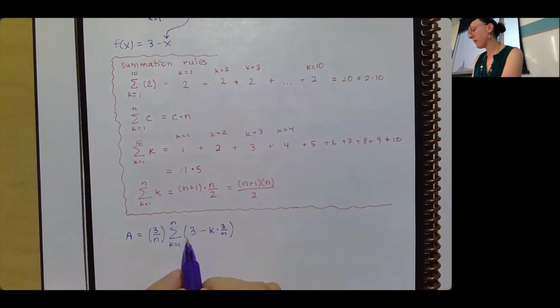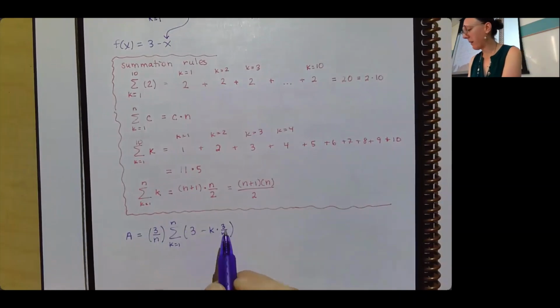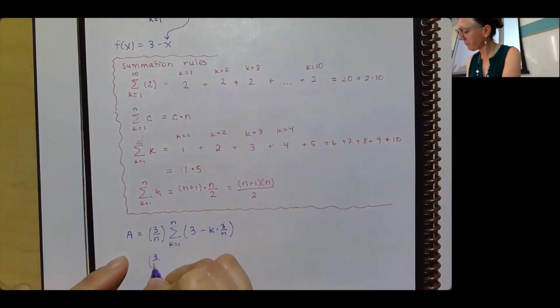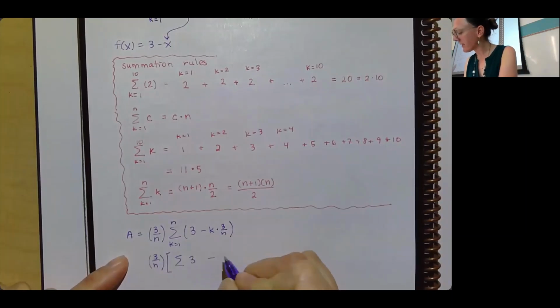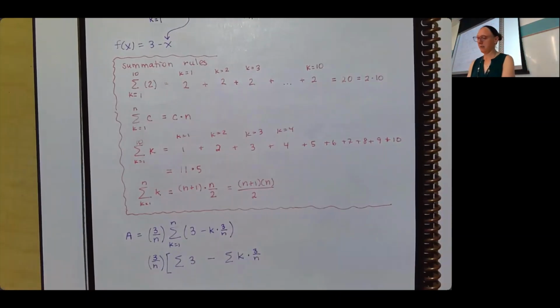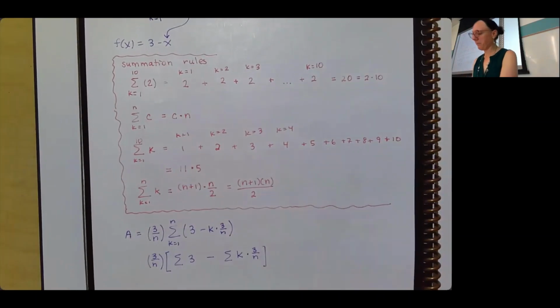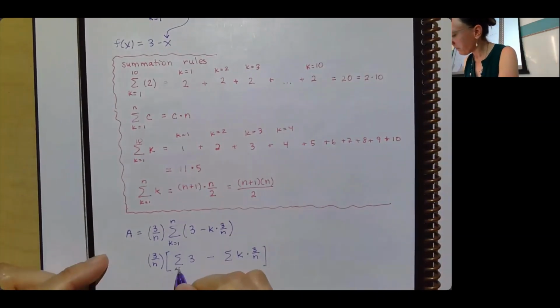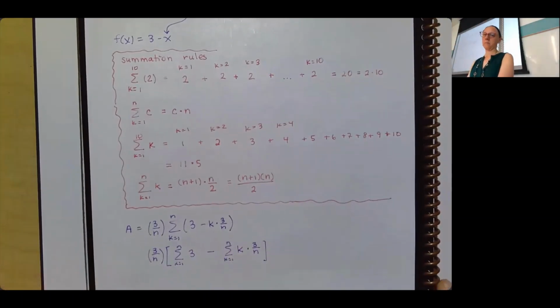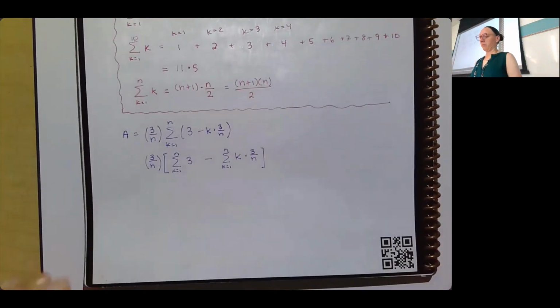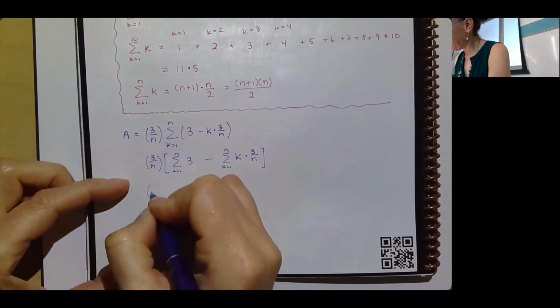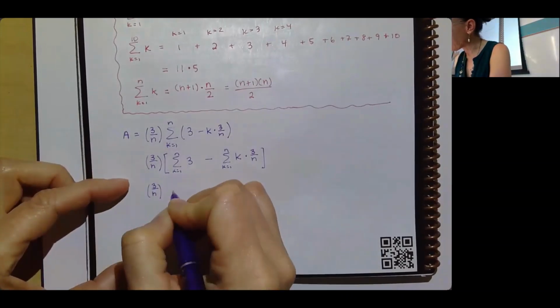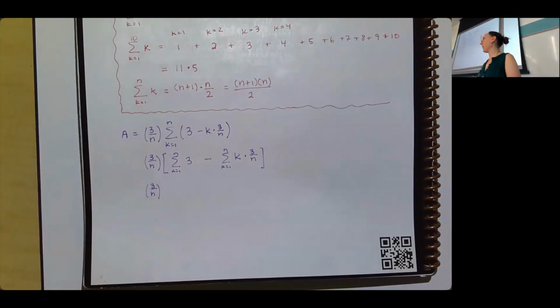So I have a 3 minus the k times 3 over n. Well, I can break that up and say that looks like the sum of 3 minus the sum of k times 3 over n. I'm really worried I'm going to run out of space again, but I'm going to try.